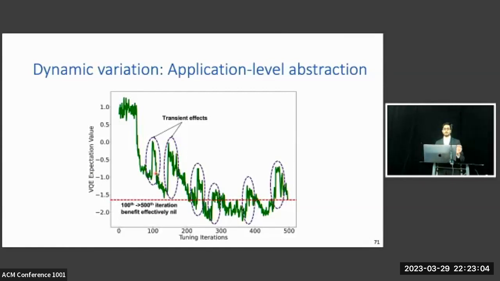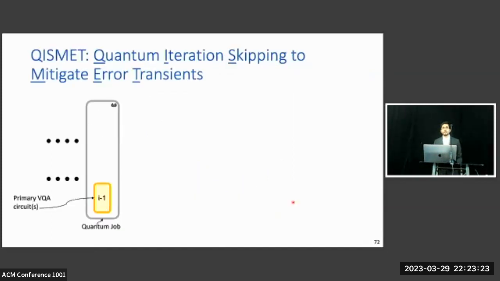This is because the objective function value estimations are significantly skewed, and this makes the gradient controller choose a wrong direction as optimal. You can see that from the 100th iteration to the 500th tuning iteration, there is no progress being made by this circuit. Effectively, there's no progress made. And it is this that QISMET is trying to combat. I'm going to give a high-level intuition of how QISMET works. QISMET stands for quantum iteration skipping to mitigate error transients, which is fairly intuitive.